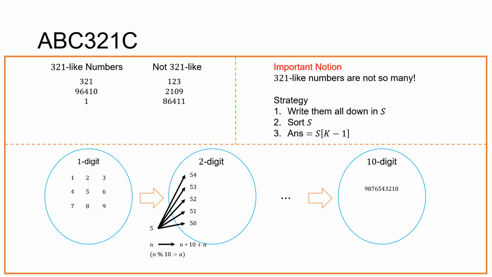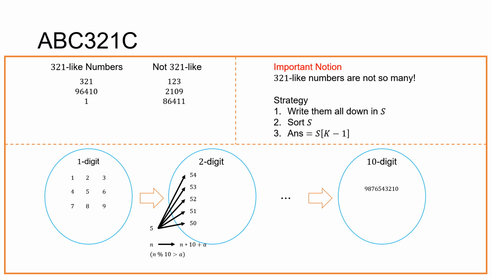So our strategy is like this. First, write all the 321-like numbers down and append them in list S. Then sort S in ascending order and print the K-th number of it. The last thing to think about is how to write them all down.